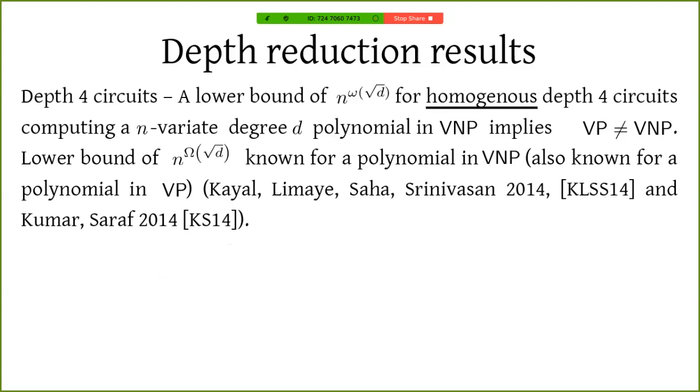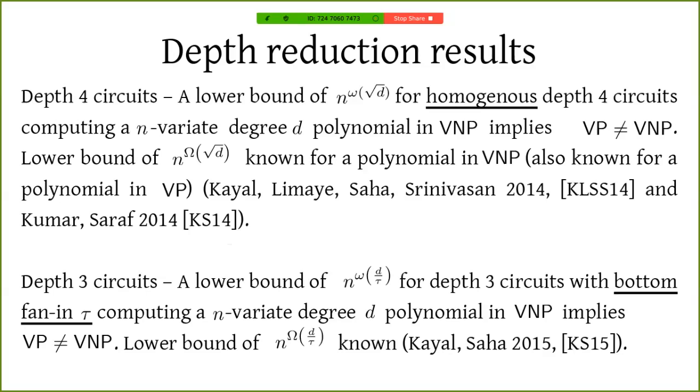Kumar and Saraf. For depth 3 circuits, a lower bound of n raised to small omega of d by tau, for depth 3 circuits with bottom fan-in tau, computing an n-variate degree d polynomial in VNP, implies VP is not equal to VNP. A lower bound of n raised to capital omega of d by tau is known due to the work of Kayal and Saha.